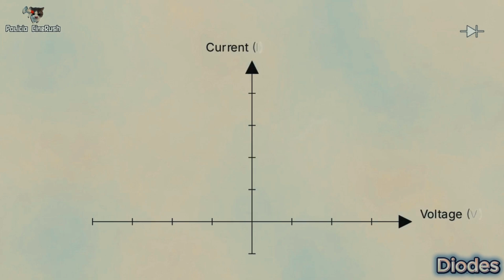This graph shows the VI, or voltage-current characteristic curve, which is the exact mathematical blueprint engineers use to map this behavior. On the left side, representing reverse bias, the current sits flat at 0. But on the right side, representing forward bias, you see an exponentially rising curve where the electricity flows freely.